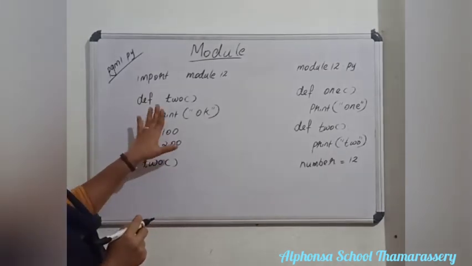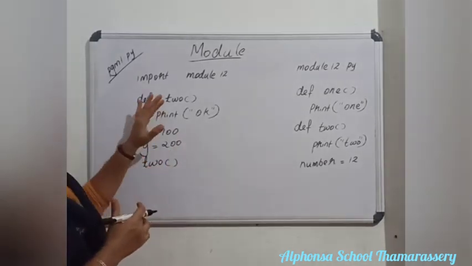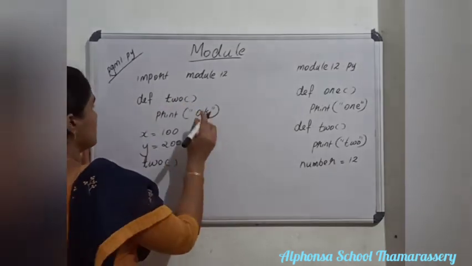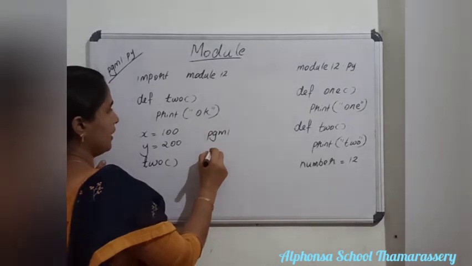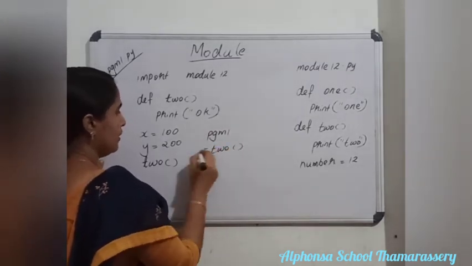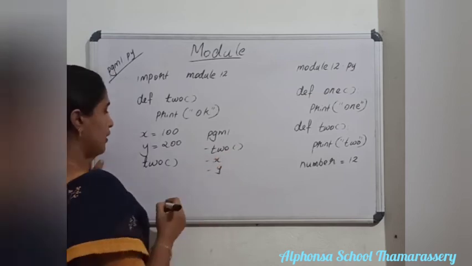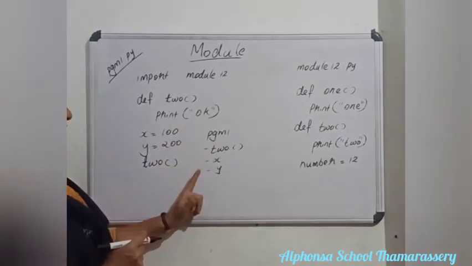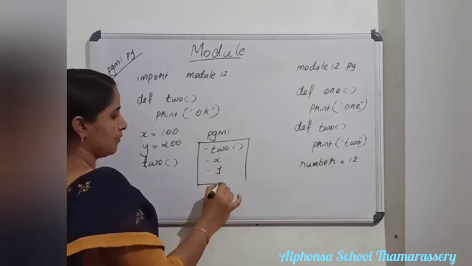When I am creating a program, a namespace is created for that program. So the namespace of pgm1 contains a function two, then one variable x, and another variable y. These are the elements of the namespace of program 1, pgm1.